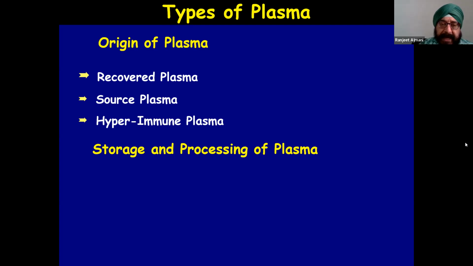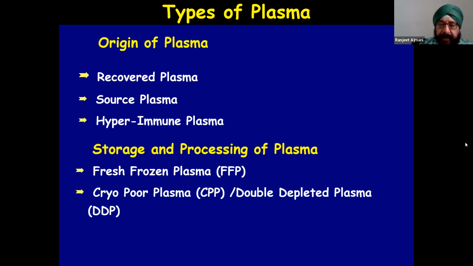And these hyperimmune plasma have a specific titer and level of antibodies, which is specific to that antigen. So that's why it is called hyperimmune plasma. Now, based on the storage condition and processing, fresh frozen plasma means a plasma which is extracted and immediately subjected to -30, -70 degrees centigrade, depending again on the law of the land. And this plasma is very rich in factor VIII, and this is called fresh frozen plasma.